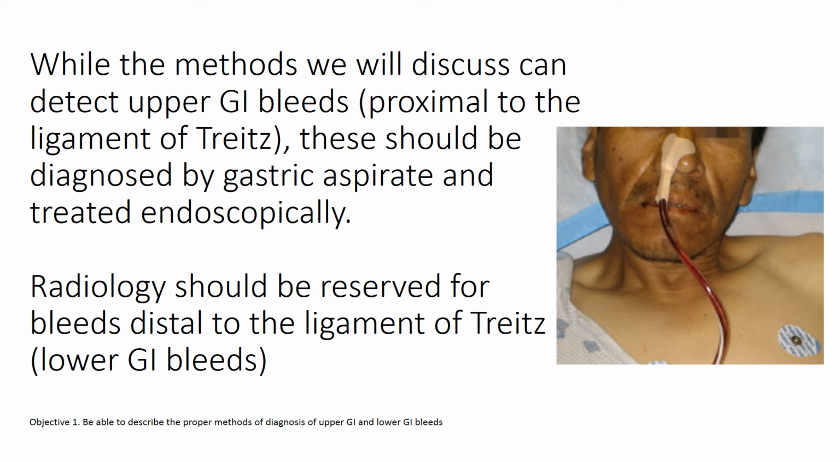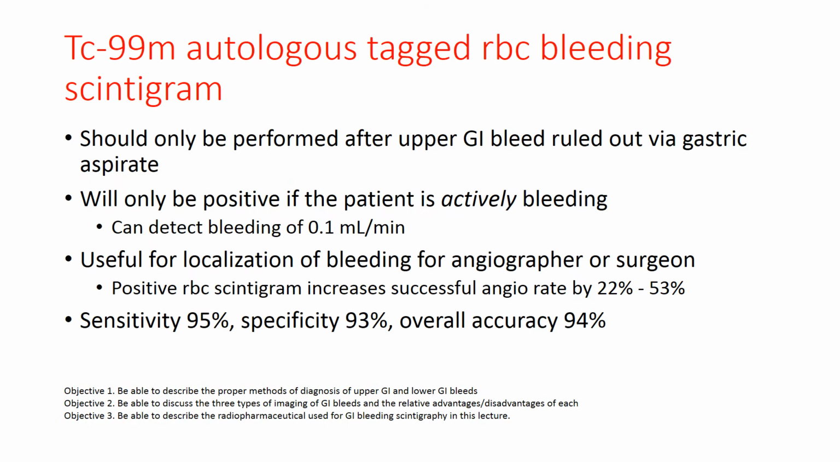So radiology should be reserved for bleeds distal to the ligament of Treitz. For the purposes of this discussion, we'll call that lower GI bleeding. So the primary tool in our arsenal to detect gastrointestinal hemorrhage or gastrointestinal bleeding is the technetium-99m autologous tagged red blood cell bleeding scintigram.